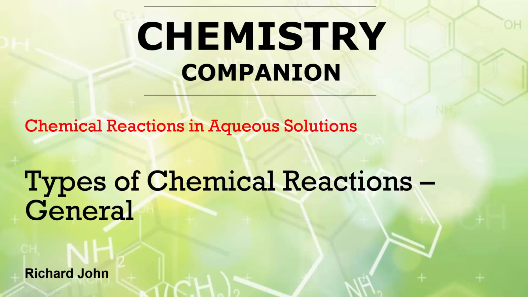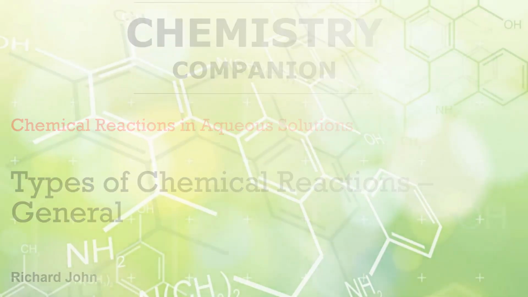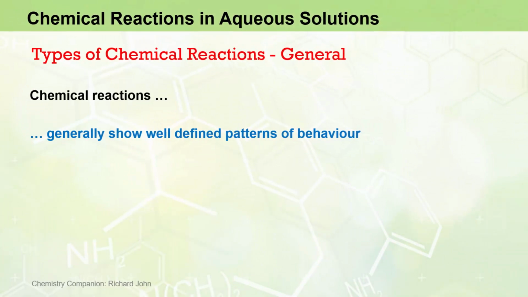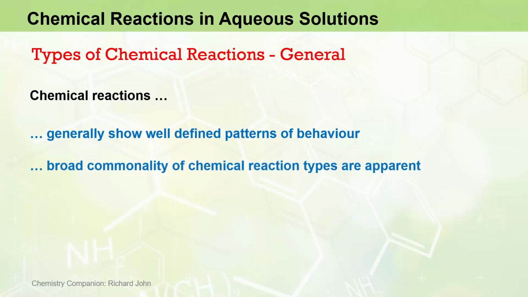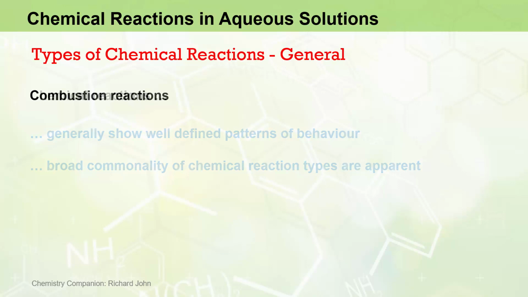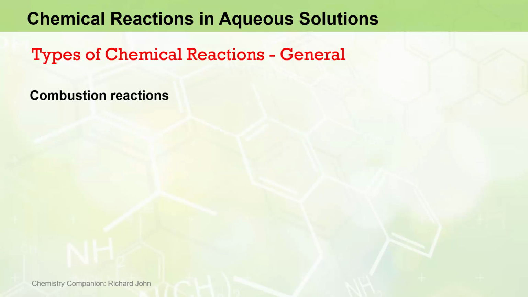In this video, we look at classifying general types of chemical reaction before focusing on chemical reactions that occur in aqueous solutions in following videos. It turns out that chemical reactions generally show a well-defined pattern of behaviour and that broad commonality of chemical reaction types are apparent. And we're already familiar with these ideas with respect to combustion reactions, which we've met previously.